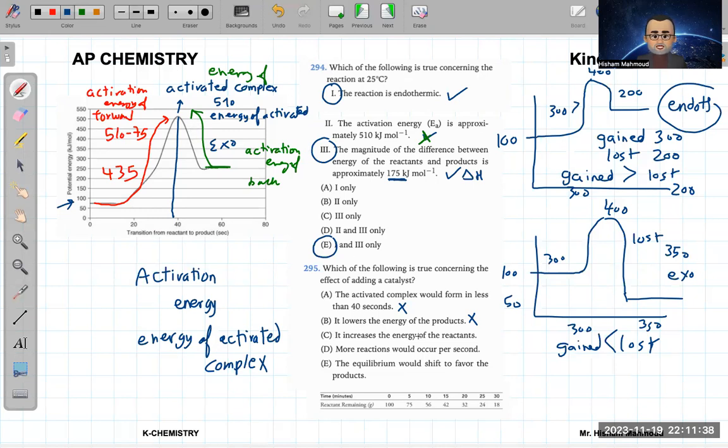So it lowers the energy of the reactants? No, not reactants, not products. More reactions would occur per second? Yes, because this is increasing the rate. The equilibrium would shift to favor the products? Not related. So the answer is only D.